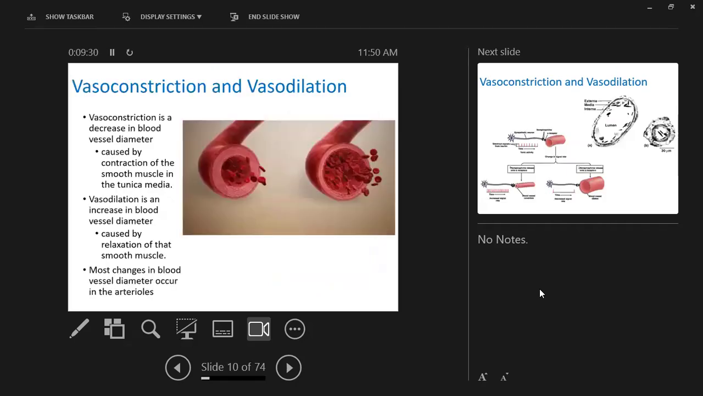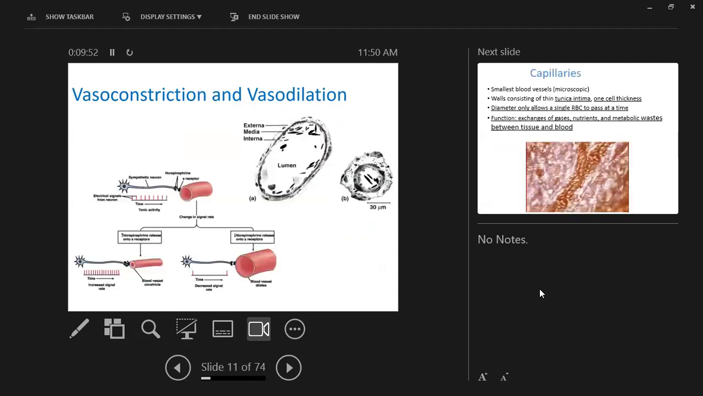So here we see again, same vessel, vasoconstriction on the left, vasodilation on the right. This is where most of our vasoconstriction and dilation are taking place, in the arterioles, under the control of norepinephrine from the sympathetic side of the autonomic nervous system. Same vessel, vasodilated, vasoconstricted over here. Same vessel.